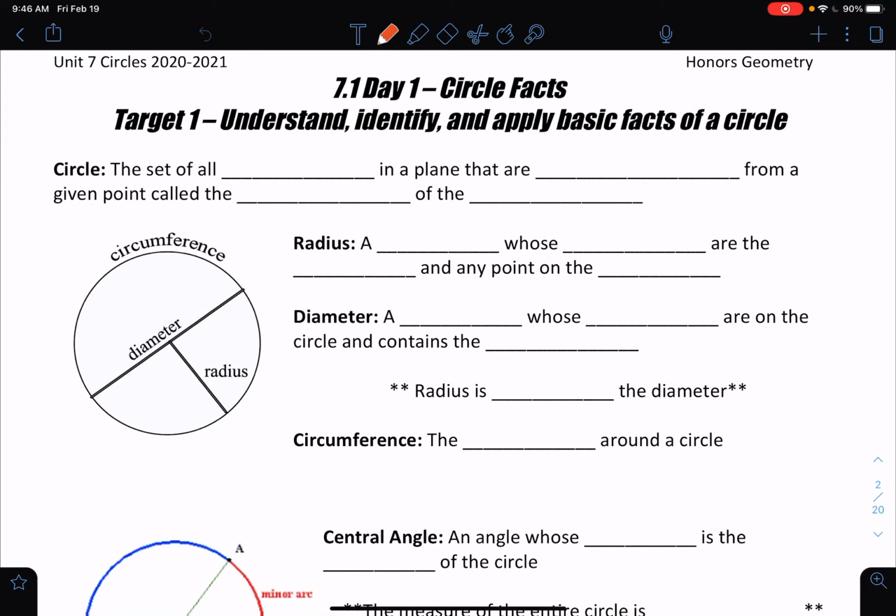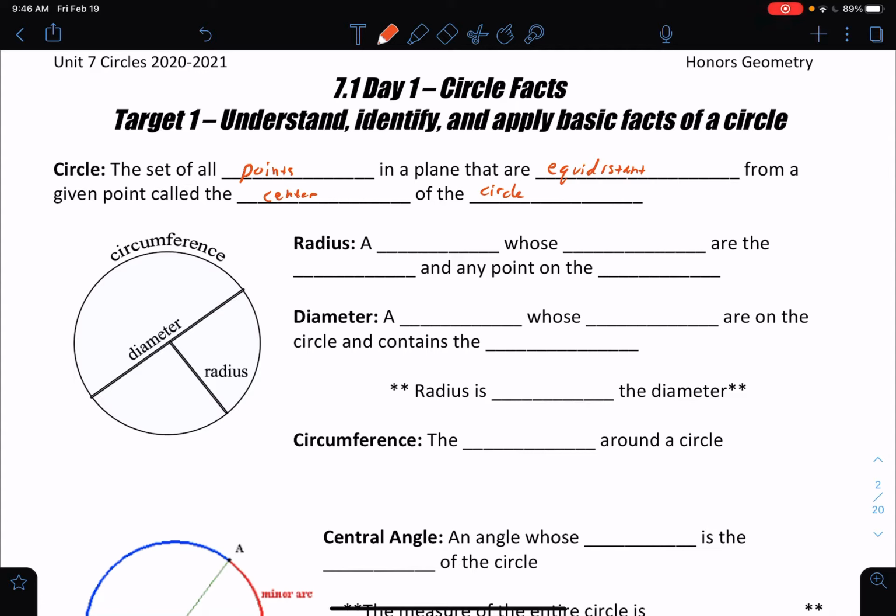So what is a circle? We all know the general shape of a circle. We might know some circle facts. But the pure mathematical definition of a circle is the set of all points in a plane that are equidistant, so they're the same distance from a given point called the center of the circle.